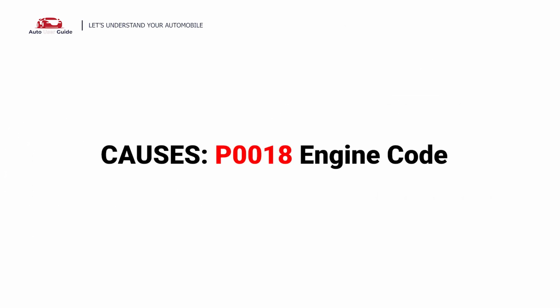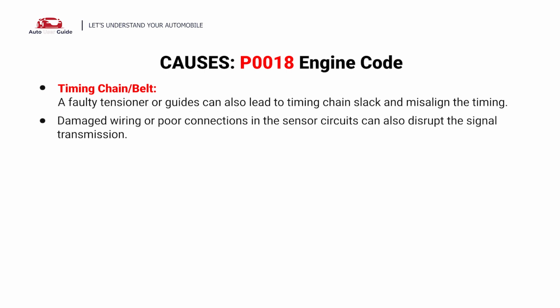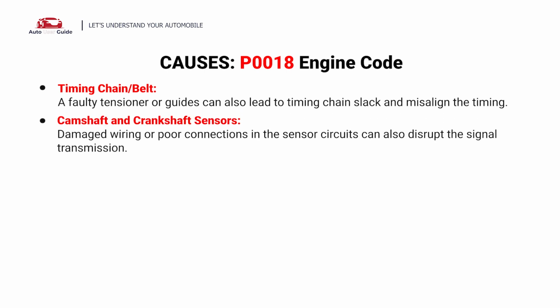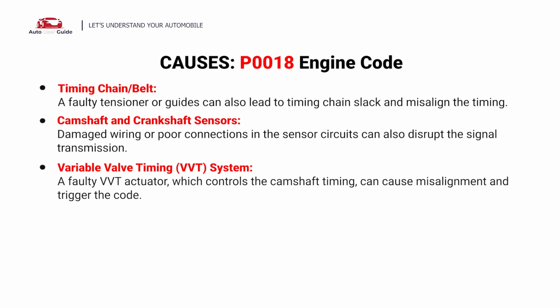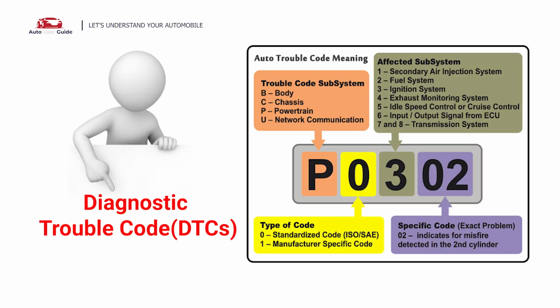So, what causes this imbalance? Here are the most common culprits. This error can be caused by these possible faults in your vehicle: timing chain belt, camshaft and crankshaft sensors, variable valve timing system. Other potential issues. Each DTC code corresponds to a specific issue in your vehicle.